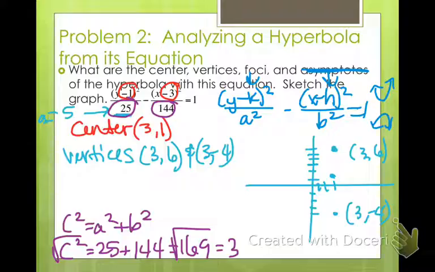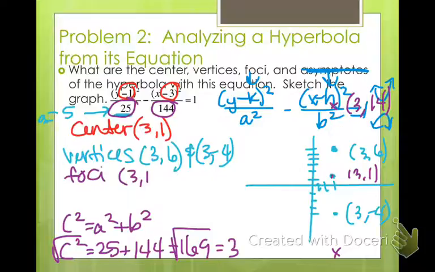So from the center, we're going to go up 13. So it's going to be up here, and we're going to go down 13. So down here. So (3, 1) is our center. If we go up 13, that's going to be at (3, 14). And then we need to go down 13. So it's going to be (3, -12).